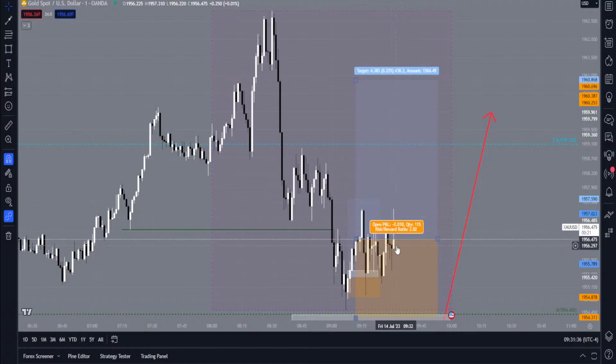I don't like this here. You see this right here? Big long wick rejection after some big red candles. This could be grabbing liquidity here for it to go lower, and we may get stopped out.